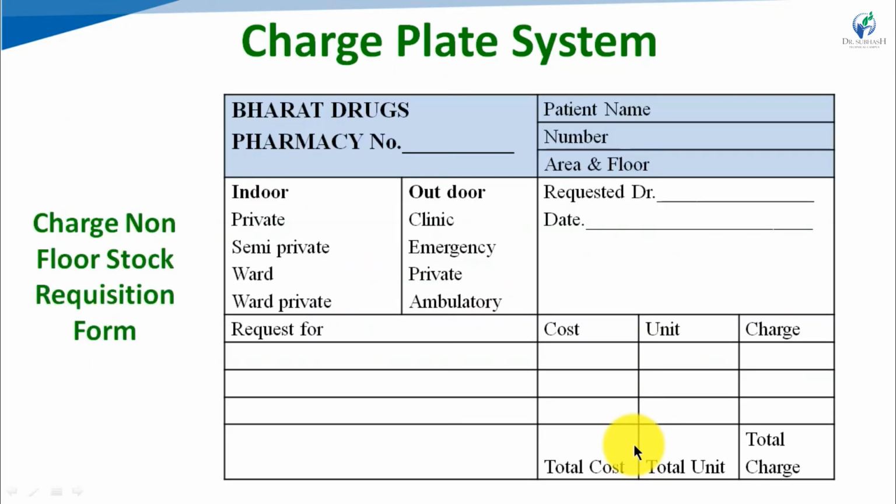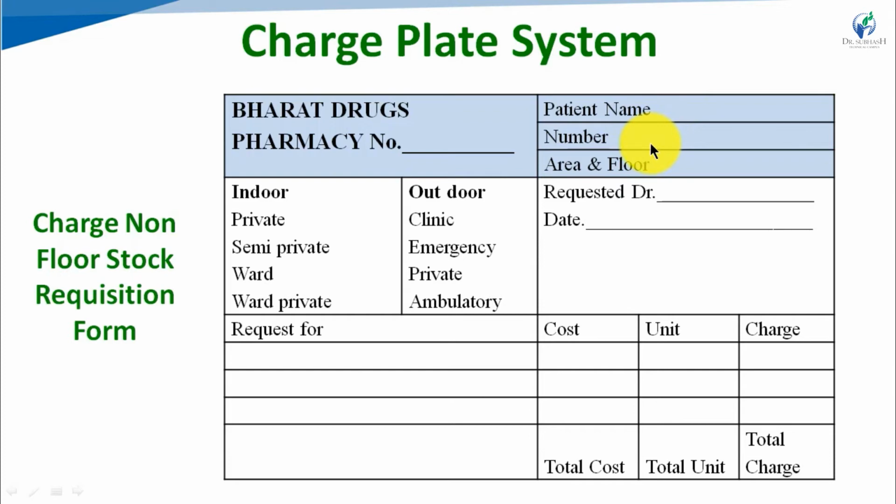Here is one example, the charge non-floor stock requisition form. This is one of the requisition forms. That means we can say this is a drug form. This is for a Bharat Drugs Pharmacy. This indicates the patient name and number, and the same number will be written in a charge plate system. That means the same number will be on a plate.